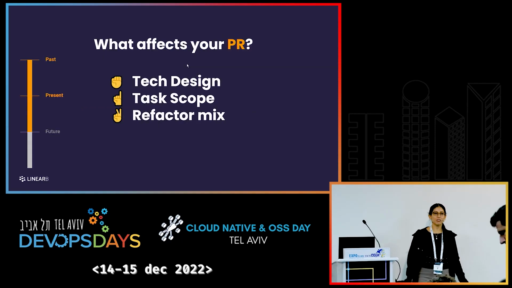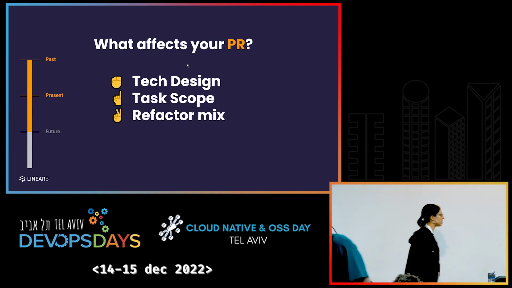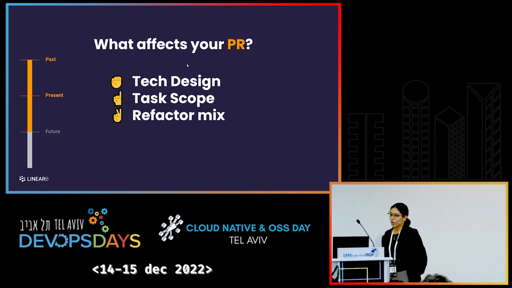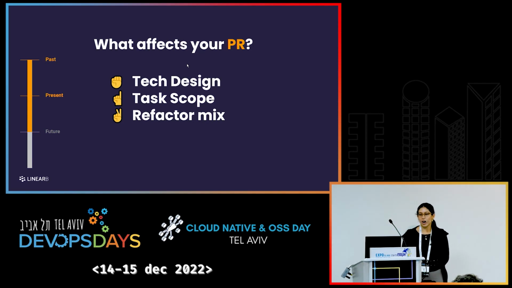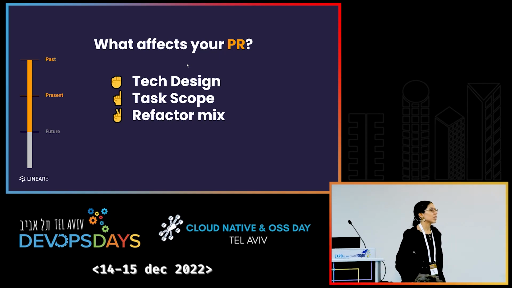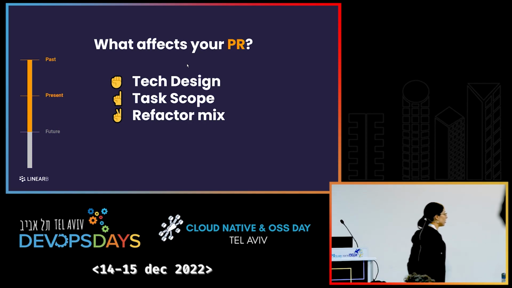Now, I'm going to shift to research that we did at LinearB. We have a lot of data about our customers that we did research on. And we really wanted to figure out what affects your PR and really slows your process when it comes to the pull request that you want to deliver.